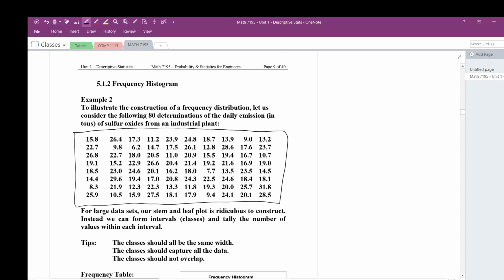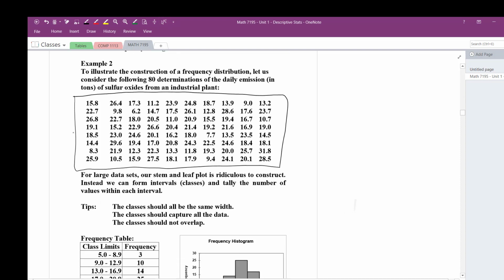When I just look at a field of 80 values, it's hard to really identify any major features. Where's the middle? What's the most commonly occurring value? Are there any unusual values in that group? What shape does it make? But if we make this thing called a frequency histogram, we can summarize it quite nicely.